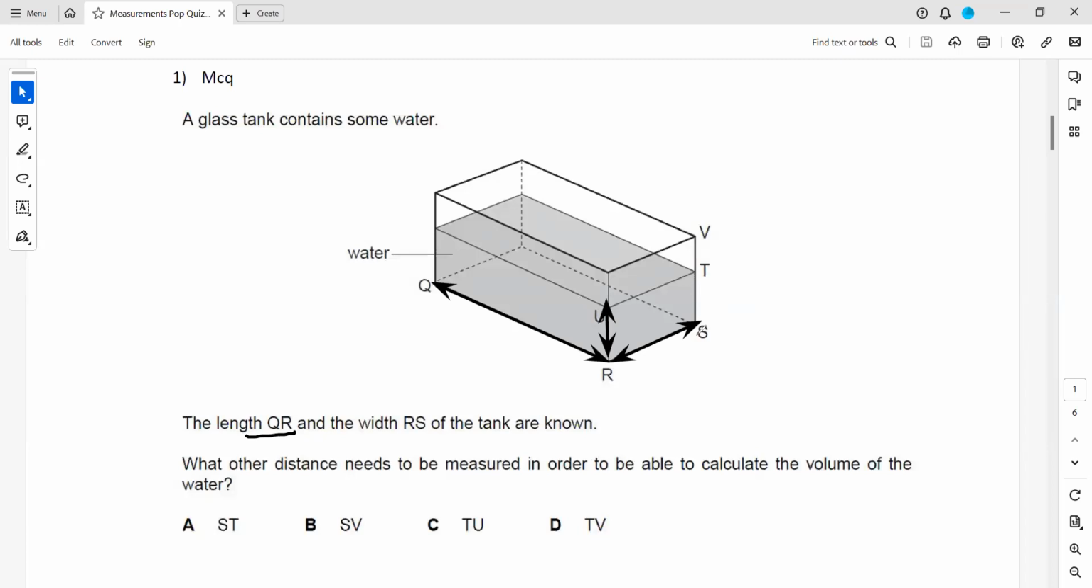If we measure the height, the height is S to T. If you measure this height S to T or T to S, we'll get the volume. Why is SB wrong? Because SB is the total height. We want the volume of the liquid inside, like the volume of the water. If the question was which height we should use to get the volume of the container, then it should be S to V.